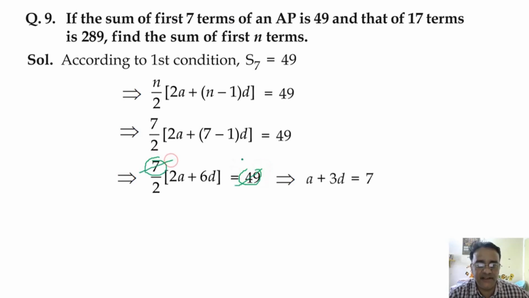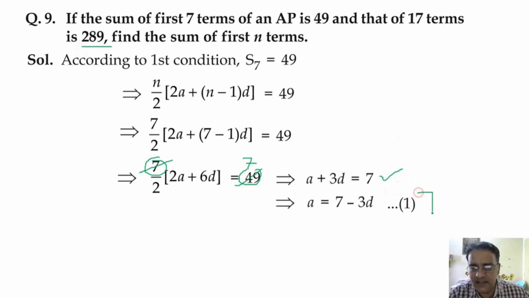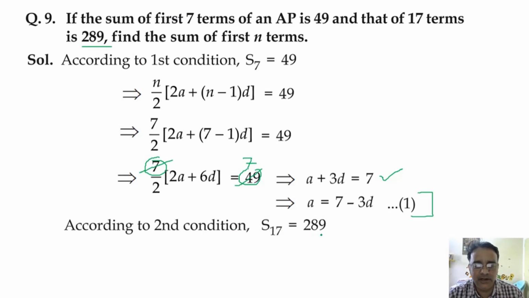49 को 7 से डिवाइड करो, you will get 7. So finally, a plus 3d is equal to 7. We will get, let it be the first equation. Okay. Now the second condition is S17 is equal to 289. So from this I have written a as 7 minus 3d.